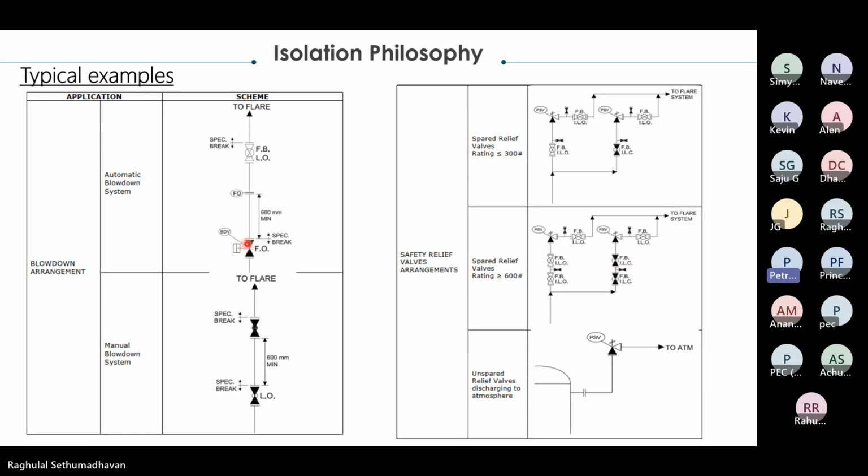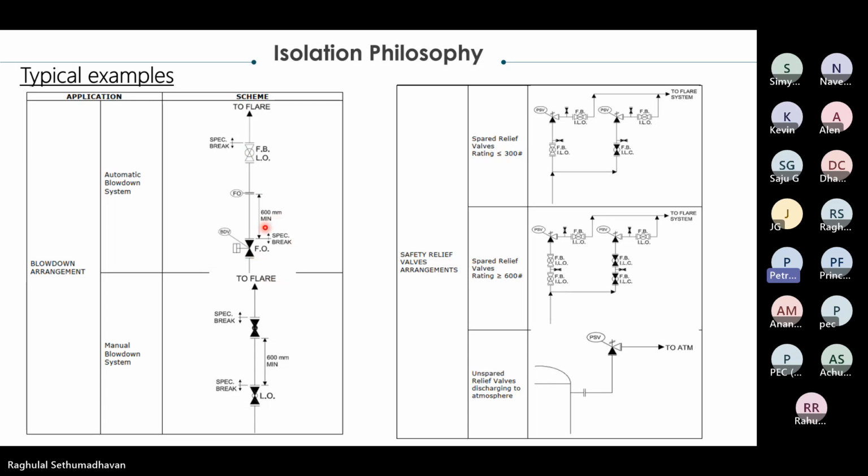Normally we provide one spec break for pressure rating difference, right? After depressurizing, there will be a spec break. Here we have two. Also, there's a 600 mm minimum. After the orifice, there will be pressure reduction as well as temperature reduction, right? So this spec break is given for that. This is a typical example.